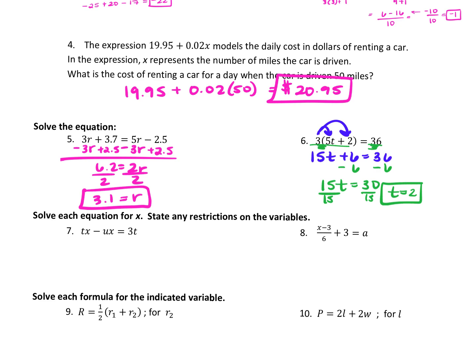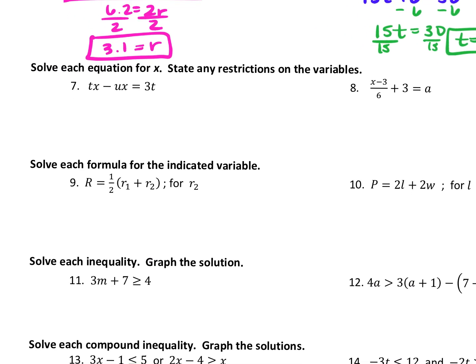Okay, number 7 says solve the equation for x. State any restrictions of the variables. For this one, you are trying to solve for x, and there's an x in both. So here's how I tell people to think about this. If I gave t and u numbers, we don't know the numbers, but let's just pretend. If this was 5x minus 2x, okay? If these were numbers instead, we would take this number minus that number, right? And we would call it 3x. Well, this is not numbers, but that's still what we want to do.